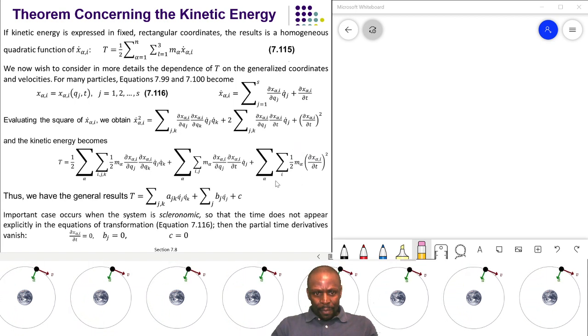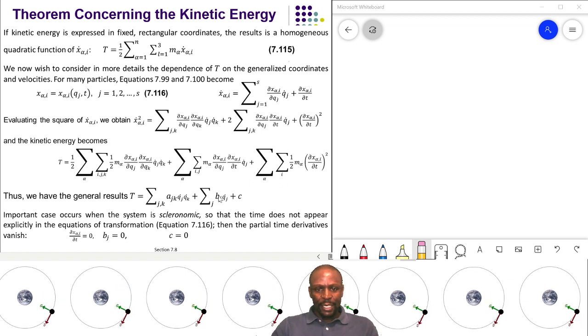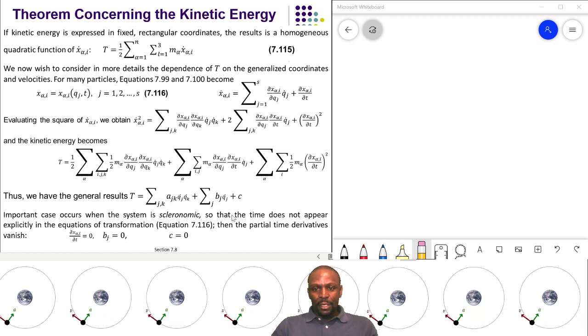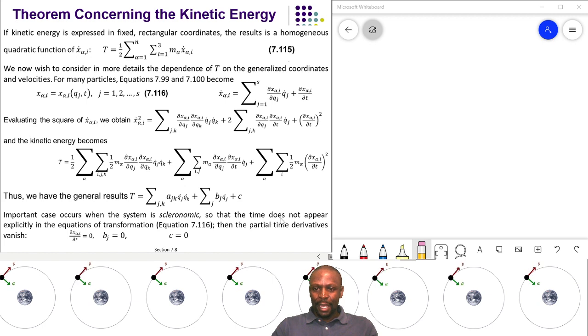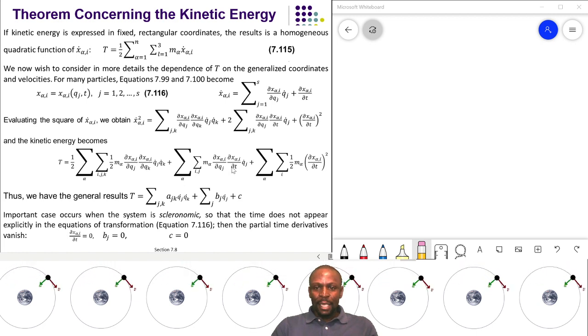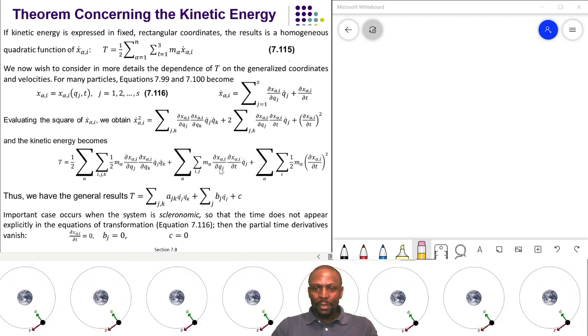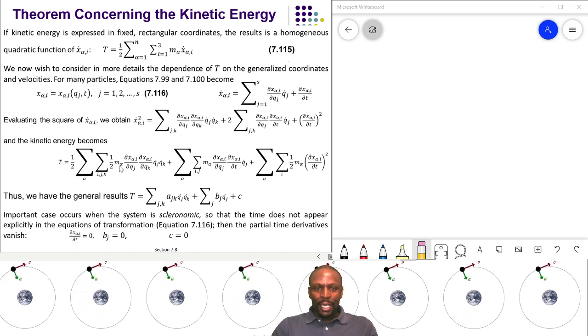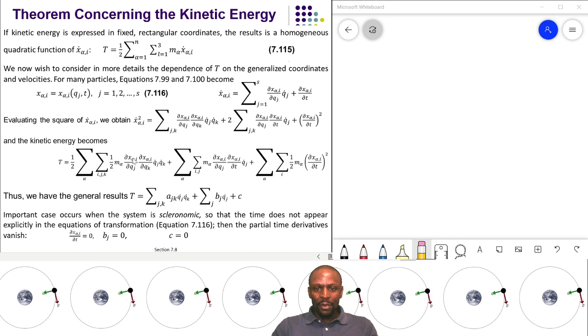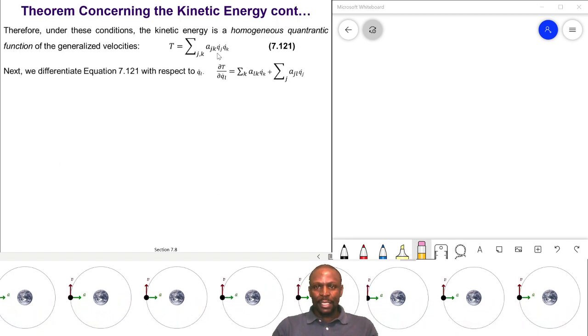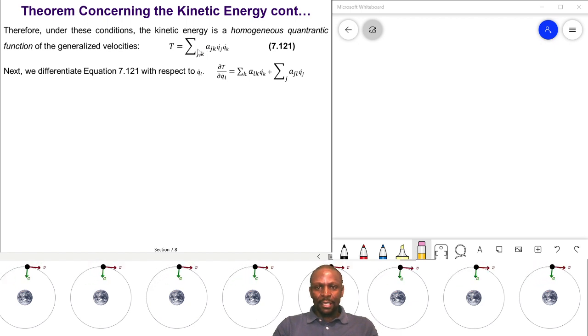Now, an important case occurs when the system is fixed, so that the time does not appear explicitly. Now if the time doesn't appear, the term with time would be zero, and therefore the kinetic energy would be determined only by this term. It is just determined by that term.